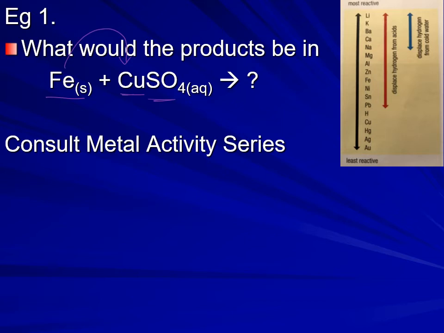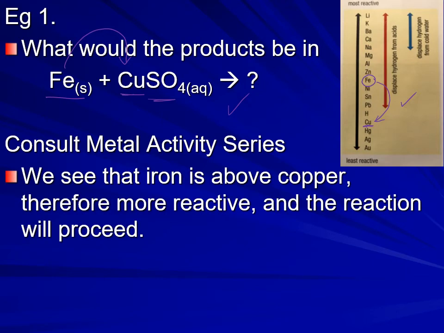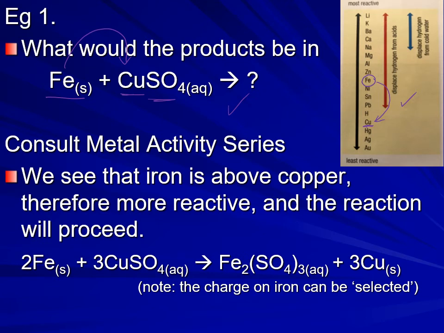And we look at our metal activity series, we find iron on here, so there's iron there, and we look at where copper is, there it is down there. Since iron is above copper, the reaction is going to take place. So iron can displace copper, and if it does that, we're going to see that the reaction will take place. This iron is going to displace the copper.